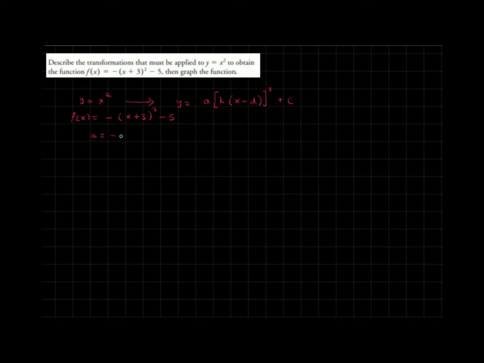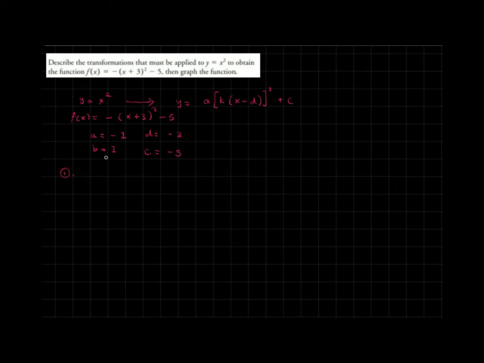a here is equal to negative 1. Okay, k here is 1, so we don't have to worry about it. The d value here is actually negative 3, because the negative 3 would make it positive 3. You don't need to put brackets around it. So it should be negative 3. And the c value, the vertical shift here, is going to be negative 5. Okay, so we're going to look at all of our transformations.